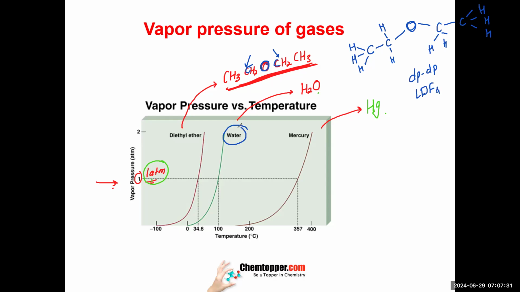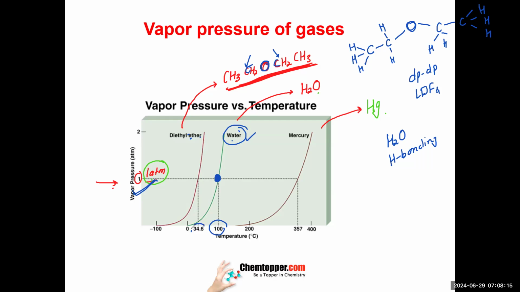In water, there is hydrogen bonding, dipole-dipole and LDF. So water has stronger IMF. So water needs a higher temperature to reach this vapor pressure. Water has stronger IMF than diethyl ether. That's what I'm saying. Yes, Akash, you are also saying the same thing. So water needs higher temperature to get this vapor pressure. Diethyl ether needs less temperature.